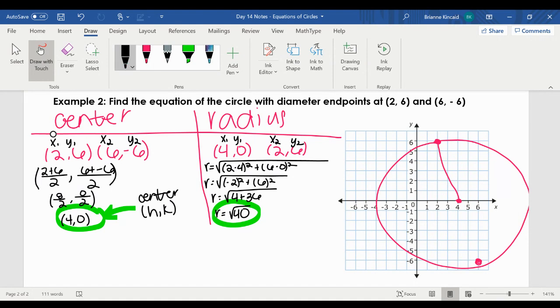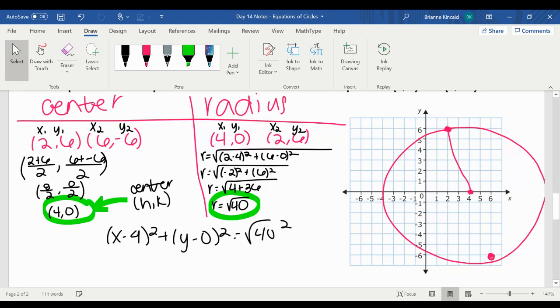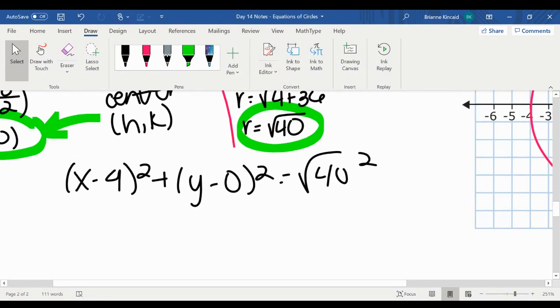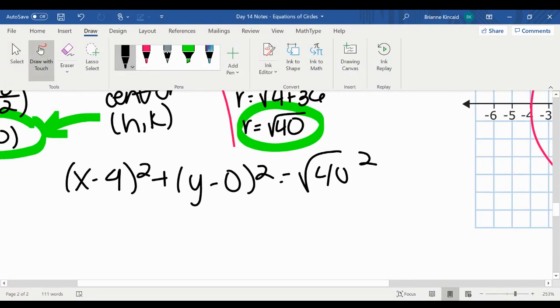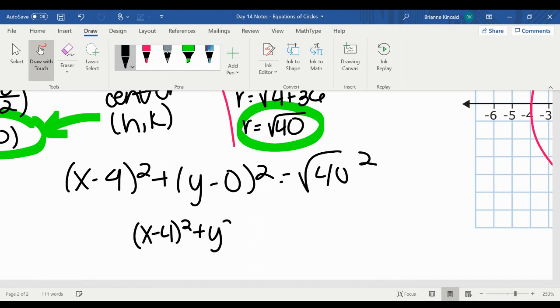So now I can write my final equation, x minus h squared plus y minus k squared equals r squared, or x minus 4 squared plus y squared equals 40.